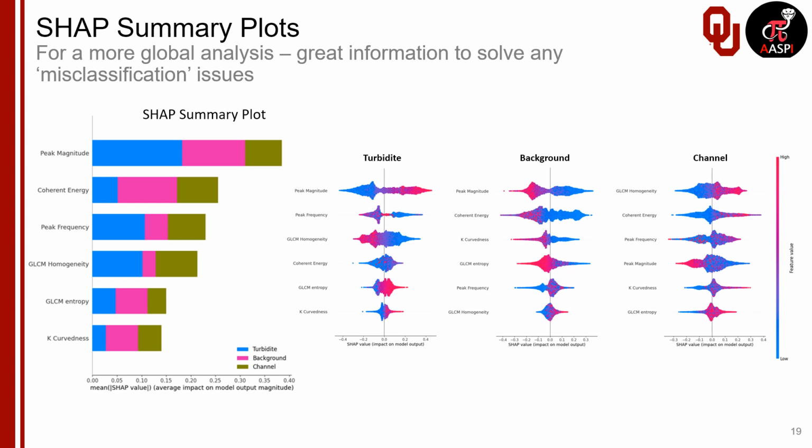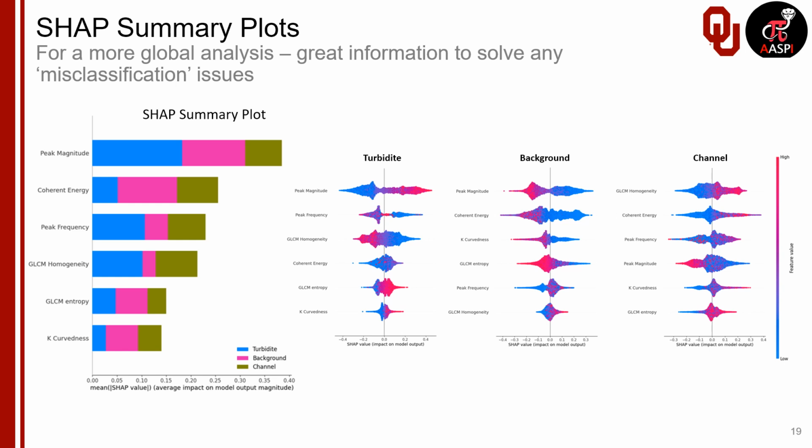So this is great, and this is where I could start to solve my misclassification issue. So we have our SHAP summary plot, which is showing us for the turbidites in blue, peak magnitude is the largest bar, and so peak magnitude was the most important attribute for identifying turbidites. Whereas for green, those channels, peak magnitude was a little bit less important. And so we can look at the sizes of these bars in the SHAP summary plot and understand which attributes were most important for which seismic facies.